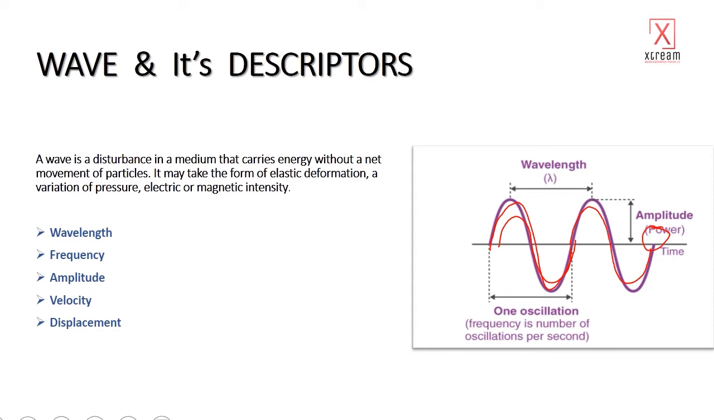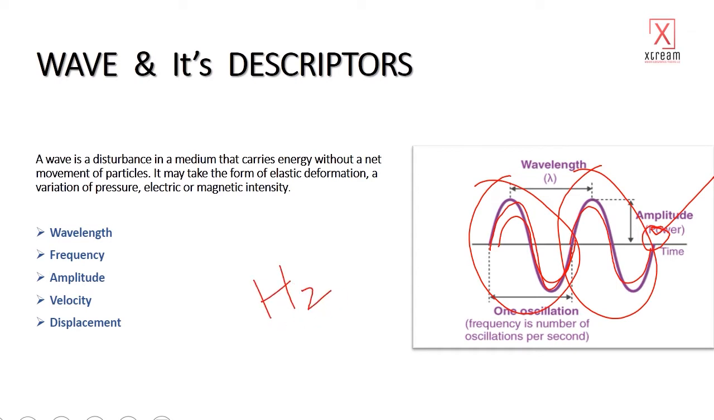Like in this case, we have here one oscillation and here we have two oscillations. If these two oscillations are passing through a fixed point, in a given unit of time, let's say 2 seconds, and these two oscillations pass through that point in 2 seconds, then we can say we have a wave frequency of 2 hertz. It is denoted by capital H and Z, right?